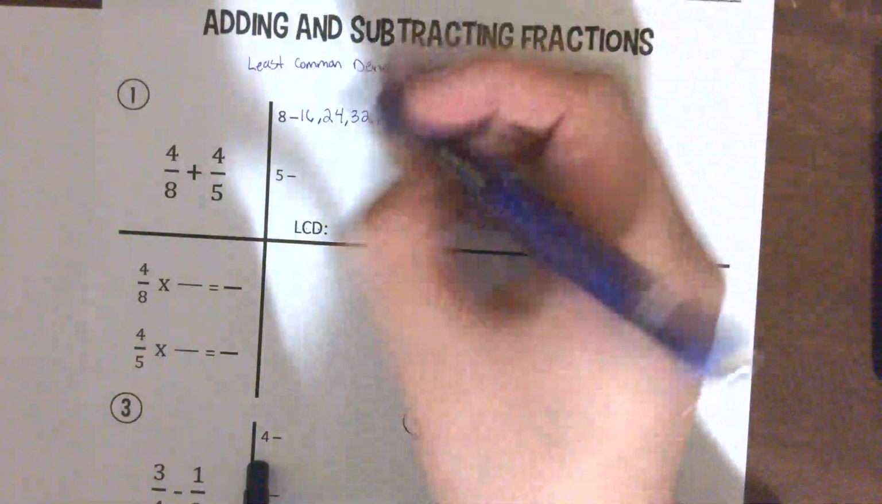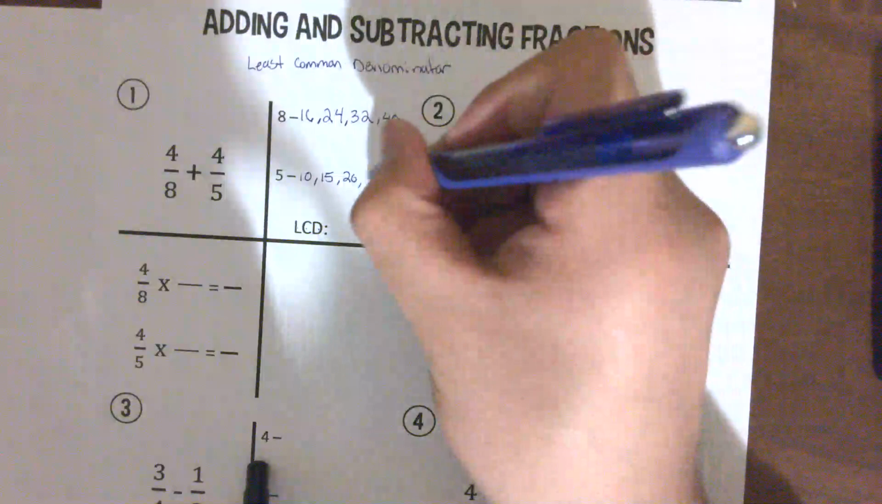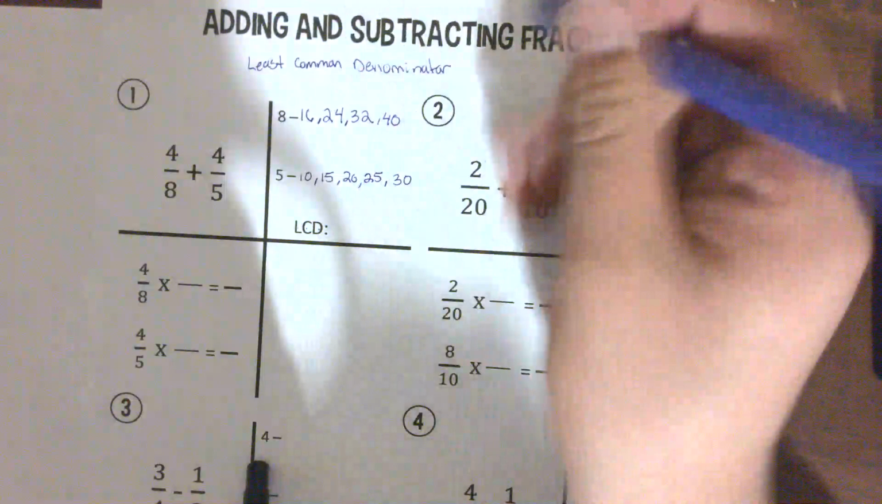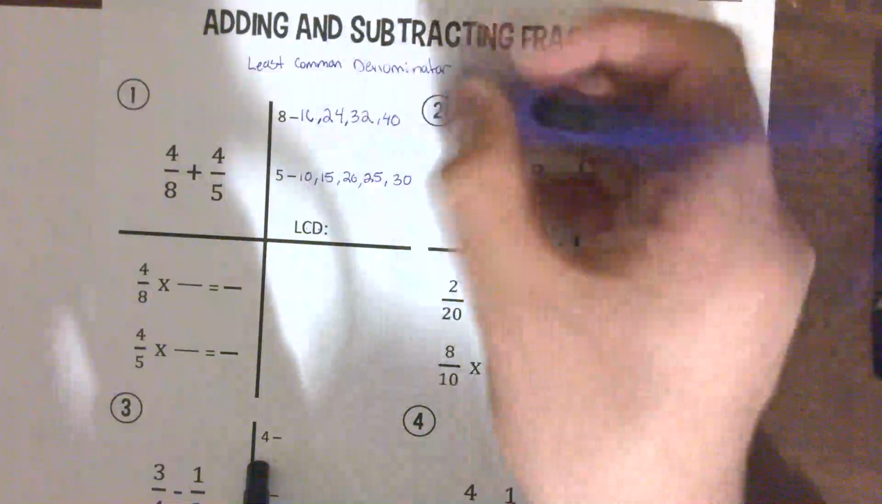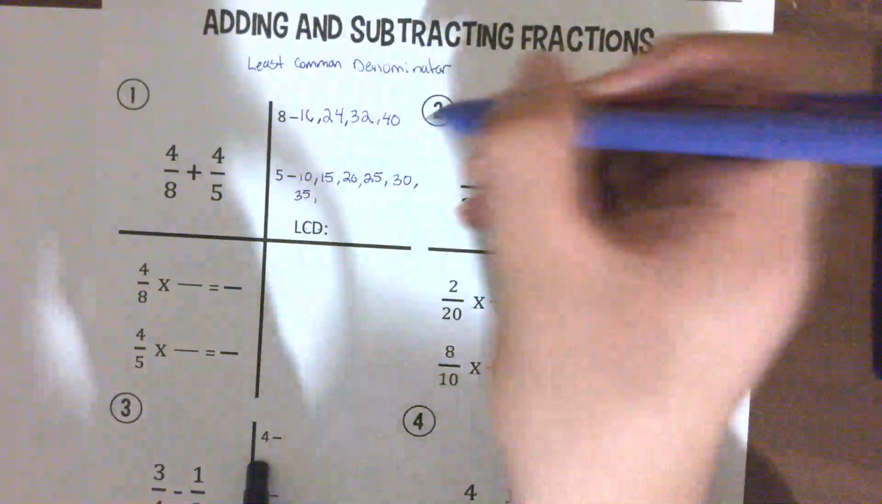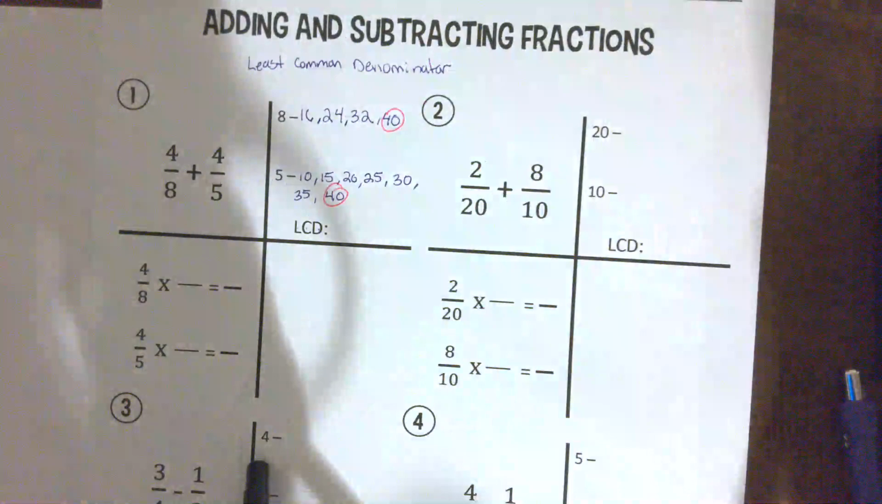So 5 times 1 is 5. 5 times 2 is 10. 5 times 3 is 15. 5 times 4 is 20. 5 times 5 is 25. 5 times 6 is 30. So I still have not yet found a common denominator or a common factor. I'm just going to keep going here with my 5s. So 5 times 7 is 35. And then 5 times 8 is 40. And here I can identify my least common denominator, or the common factor, which was a 40.